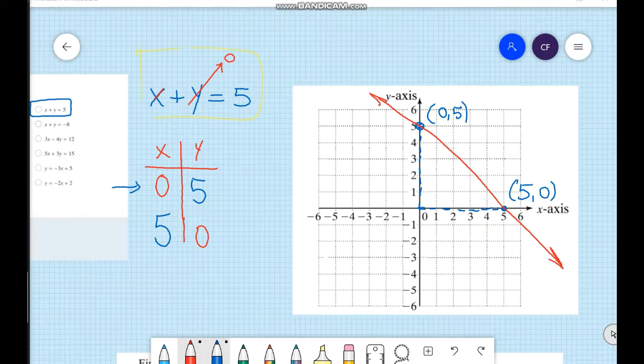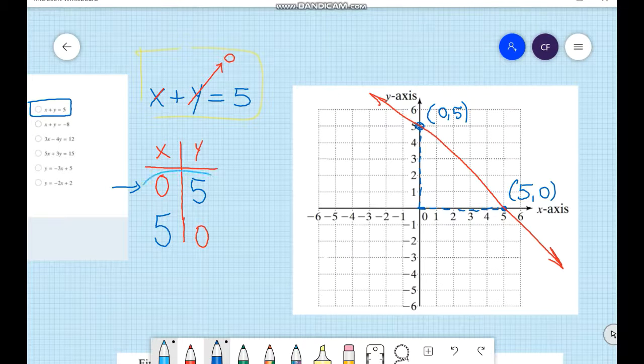Kalia is confused. Check it out, Kalia. We found here the first point, x equals 0, y equals 5. And the second point, x equals 5 and y equals 0. We are plotting the points here on the graph, and then we connect the points with a line. Okay?